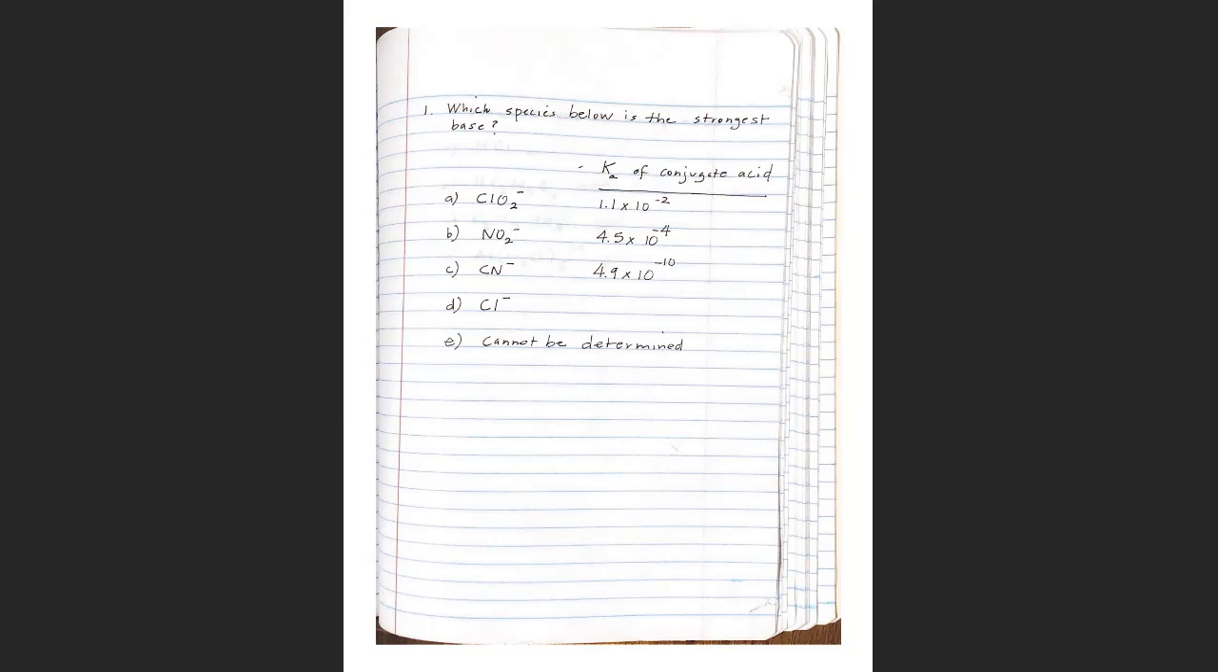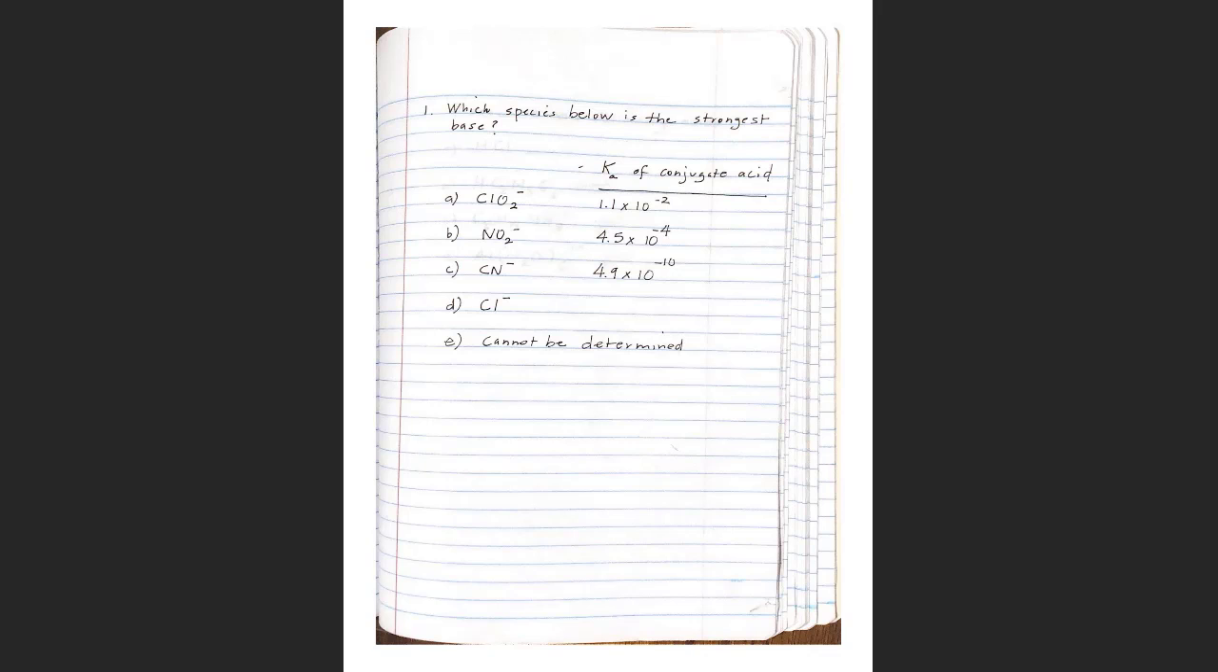So in our first question, we have a series of bases and we have their dissociation constants with the correlating conjugate acid. So Victoria, if you would please tell us out of the 5 choices, hypochlorite, nitrite, cyanide, and chlorine, or none of the above, which one is the strongest base?